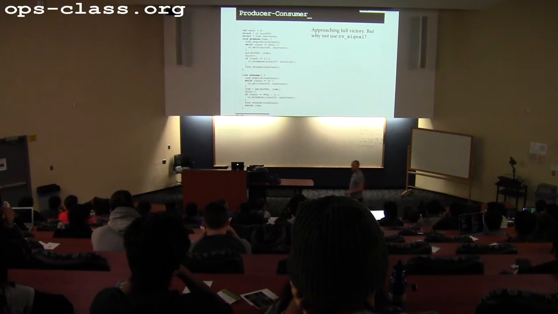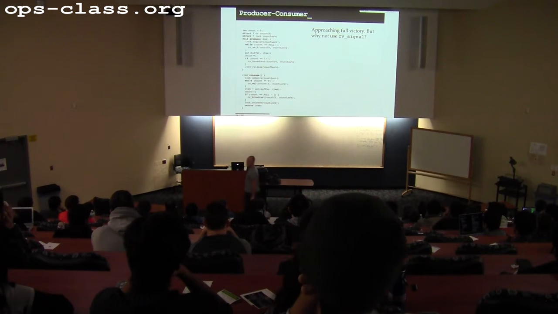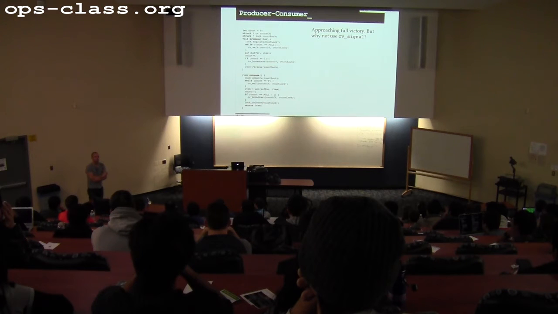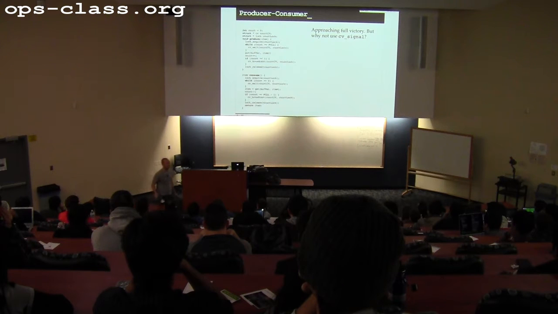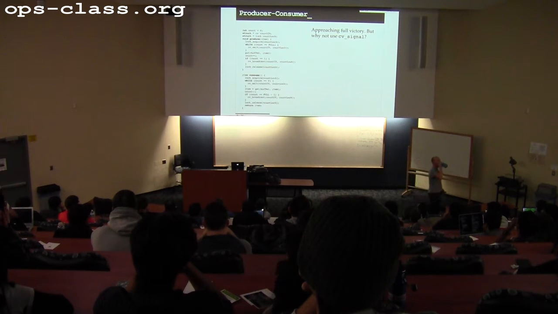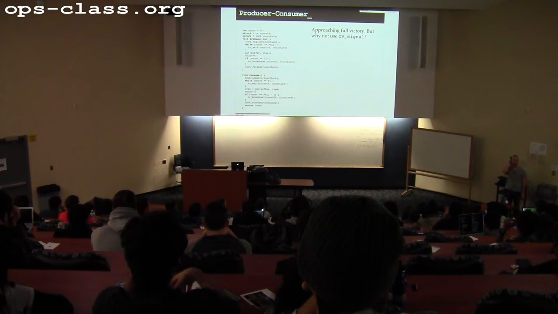So there's an interesting question here, and this came up when I was looking at the semaphore code today, actually, and some of the tests we wrote. So why not use CV signal? Would it be safe to use CV signal? So is it safe to use CV signal here? So what's the difference between CV broadcast and CV signal?